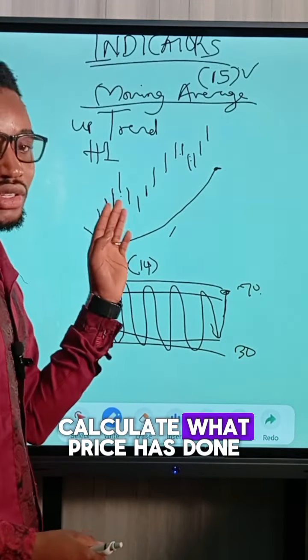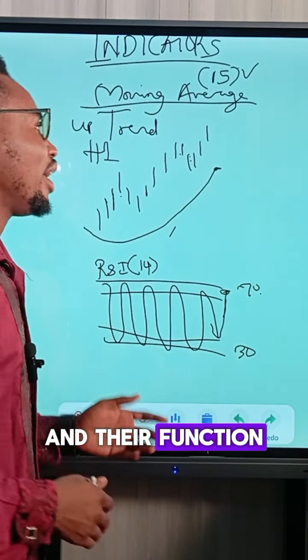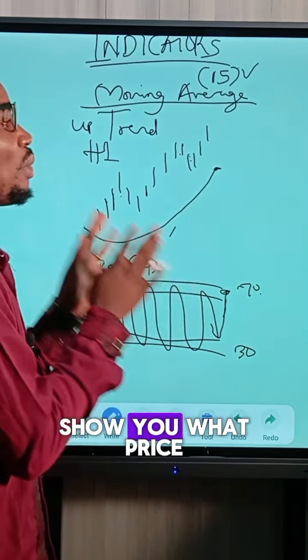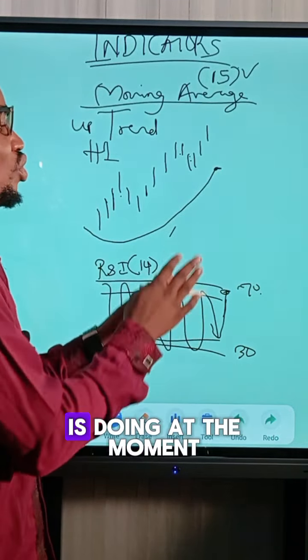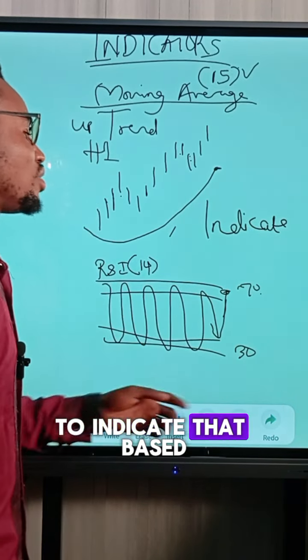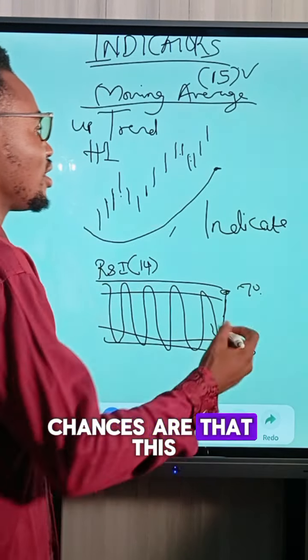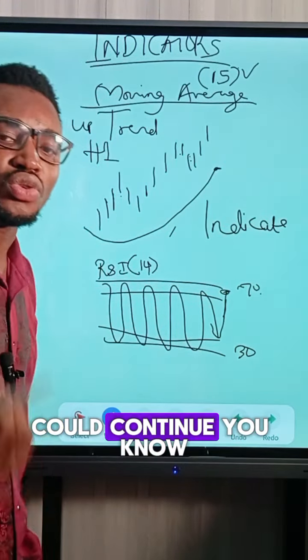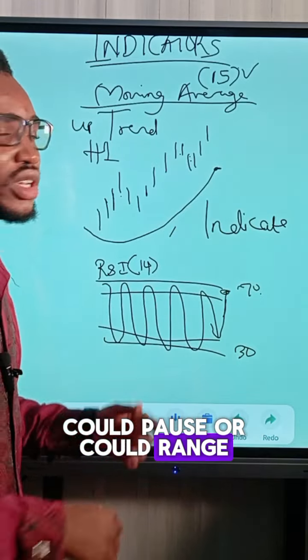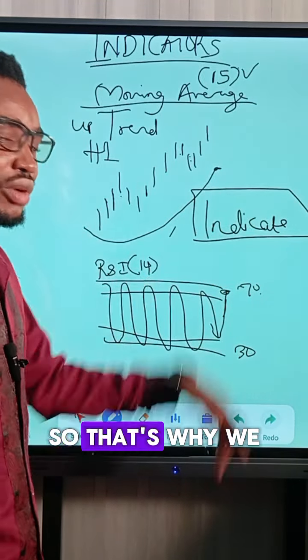So this is what they are. They only calculate what price has done based on an equation coded into them and their function. And these indicators show you what price is doing at the moment. Now, why do we use them to trade, or why do people use them to trade? It's because it acts as an indicator to indicate that based on what is happening and based on what has happened in the past, chances are that this market could reverse, could continue, could pause or could range. So they do the job of indicating, and this is what they are. So that's why we call them indicators.